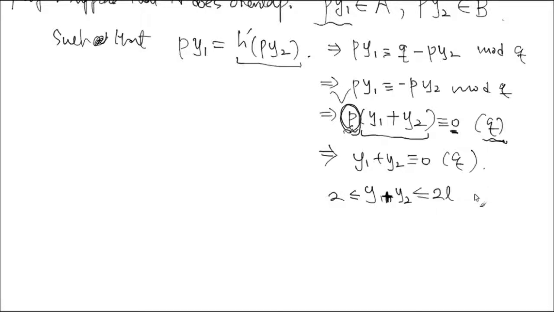What is 2L? L was (Q minus 1)/2. So L was copied from before, right? And we're saying this one is 0 mod Q, and the numbers in between 2 and Q minus 1.